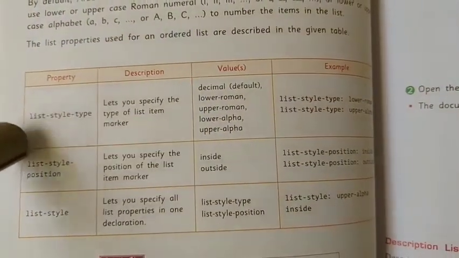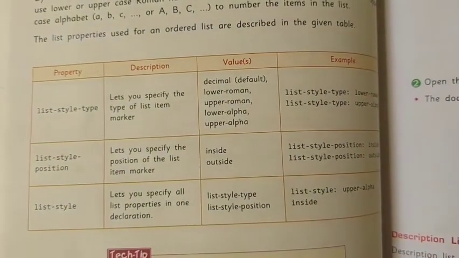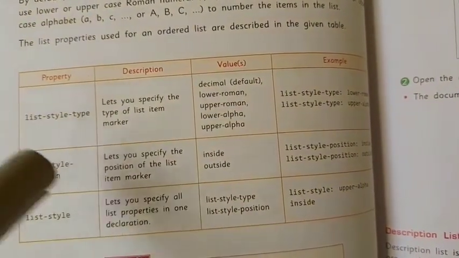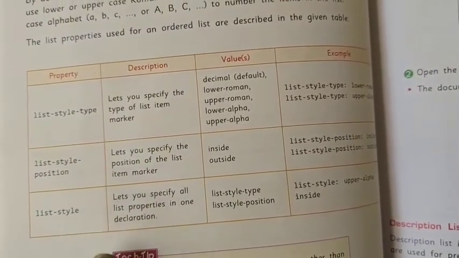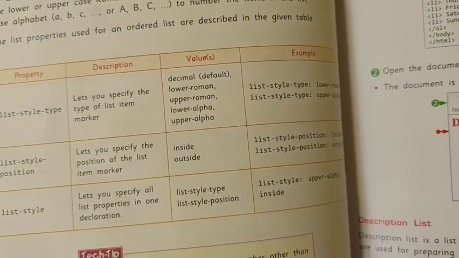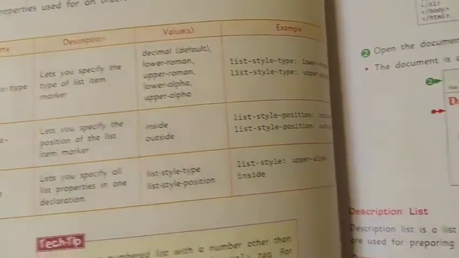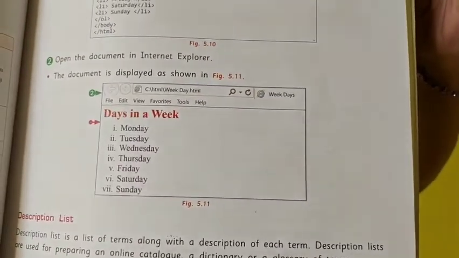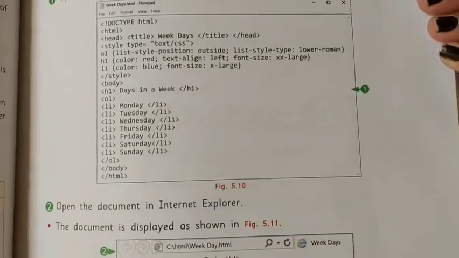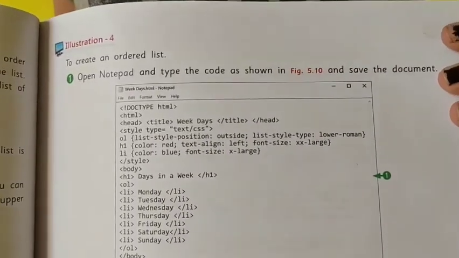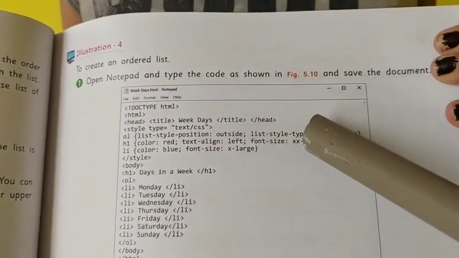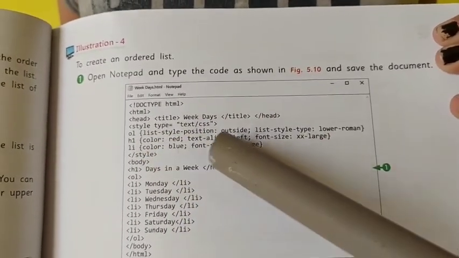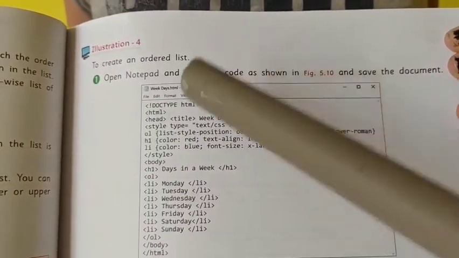See, here also different properties are given, same like the previous one. List style type, list style position, list style, like this. Clear? Then when you want to create this, you will go to Notepad, then type the title as you have done earlier. Suppose the title is weekdays, title close, head close. Then again style type, text CSS, like this you have to write.